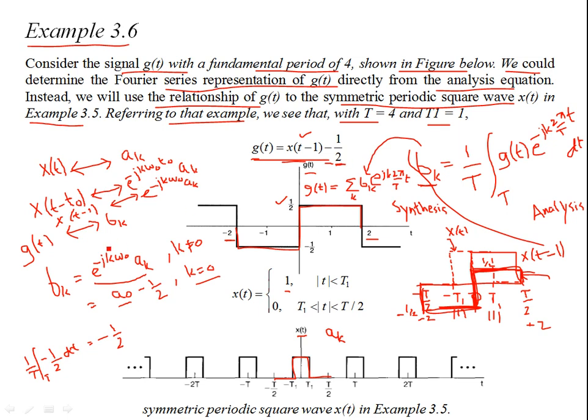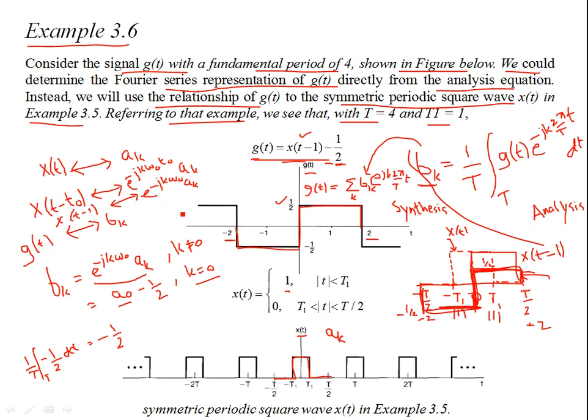One is the DC term, which is minus half, and the other DC is coming from the signal x. So you just add them up. a naught minus 1/2 is for k equal to 0. For k not equal to 0, this is the story. So that's it.